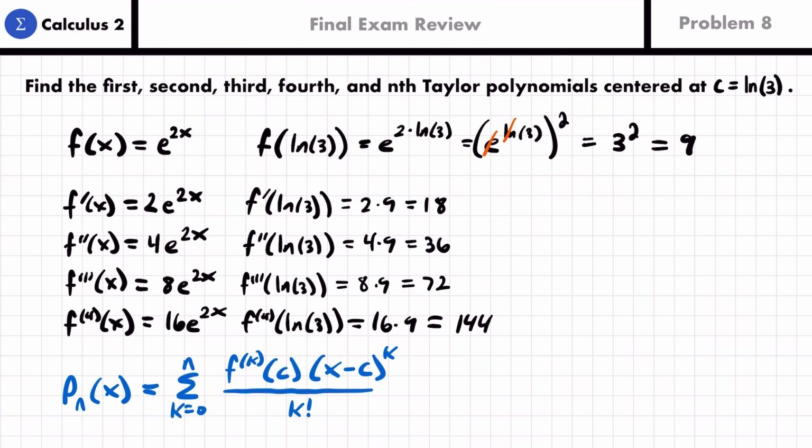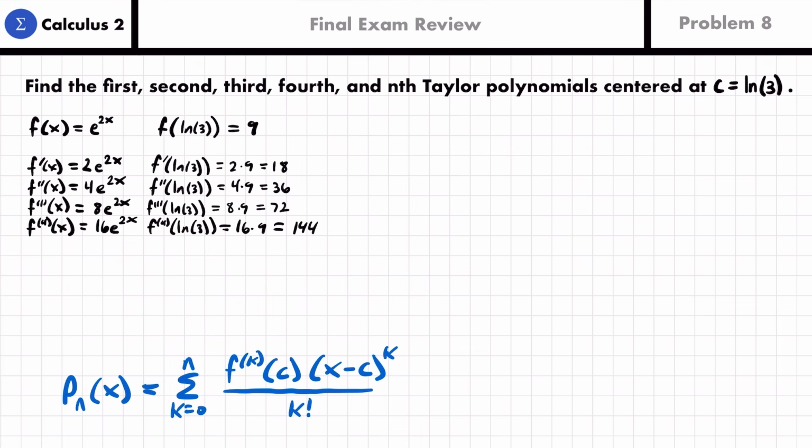All right, and now we have everything we need. We are now ready to set up the first, second, third, and fourth Taylor polynomials, specifically ones that are centered at c equals the natural log of 3. So let's work on that here. Starting with the first Taylor polynomial, which would be p1 of x, that will be equal to the sum of two terms based on this expression. We'll first use k equals 0, and then k equals 1.